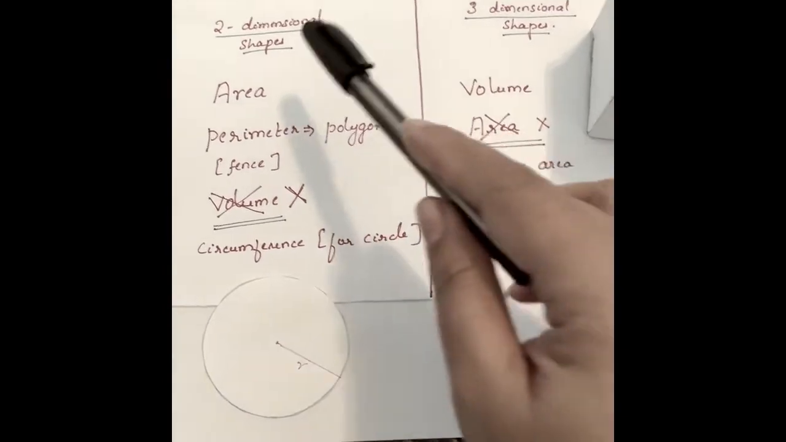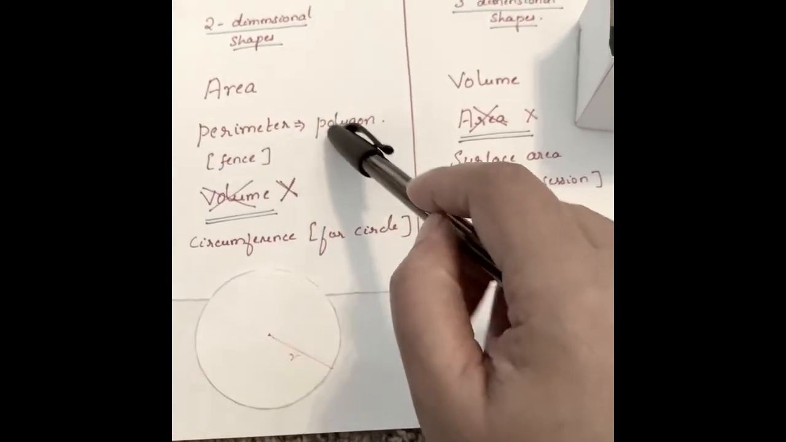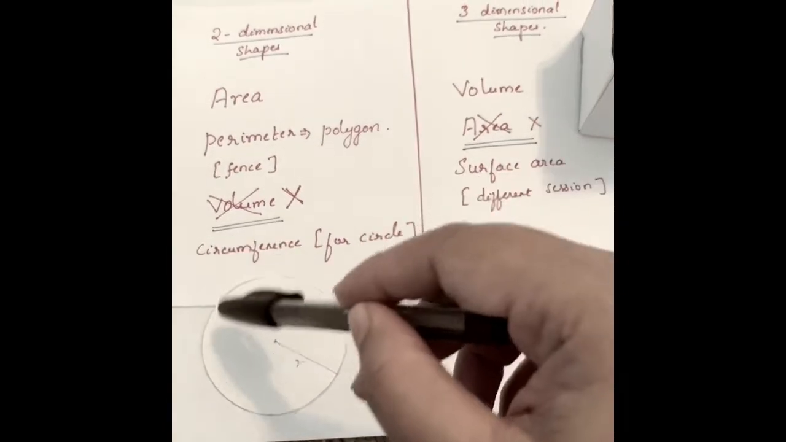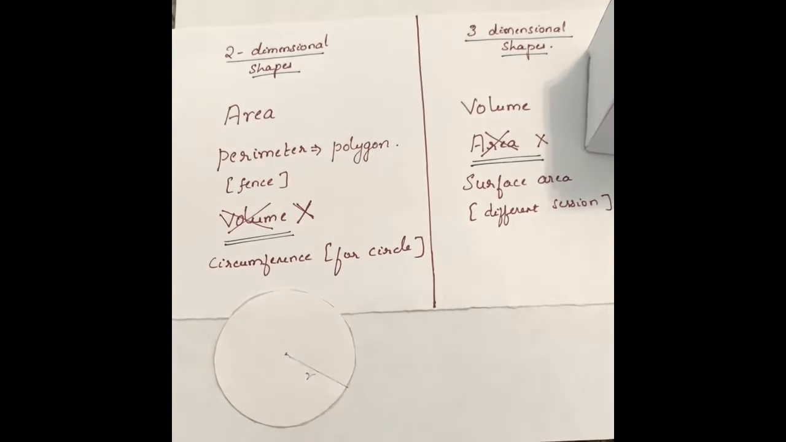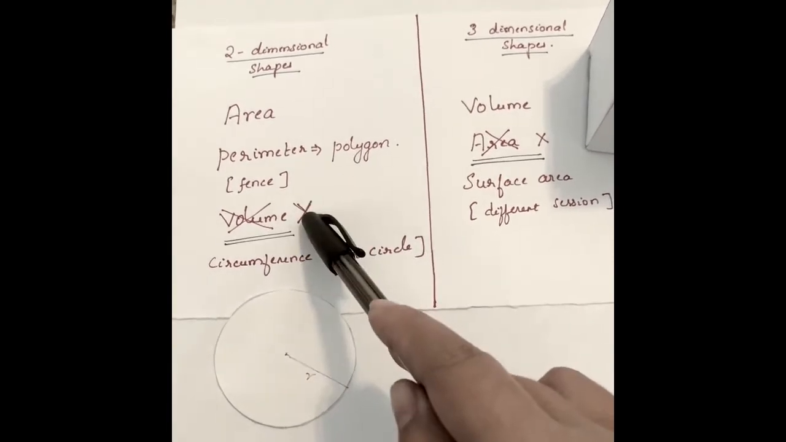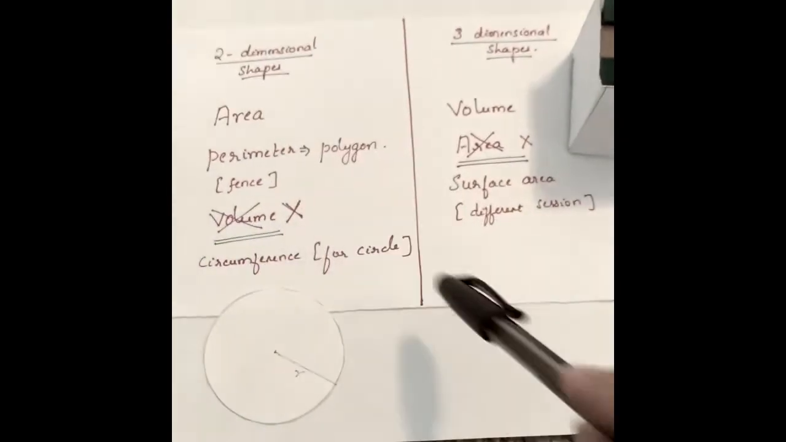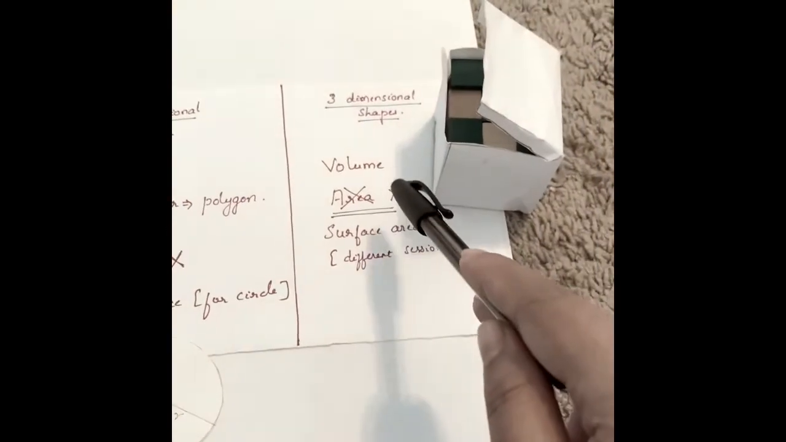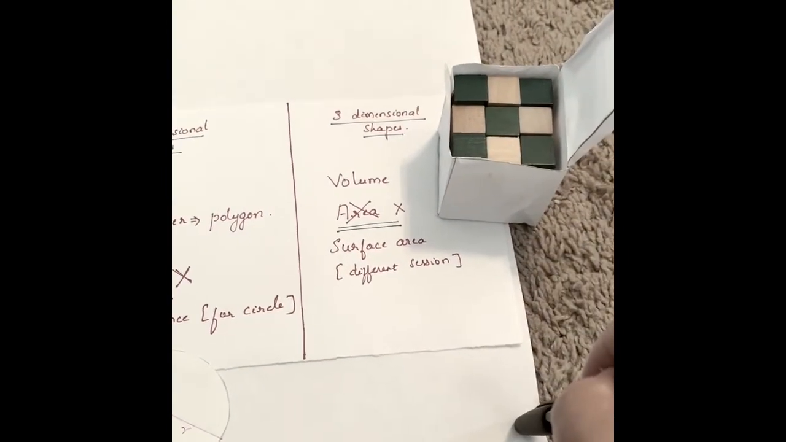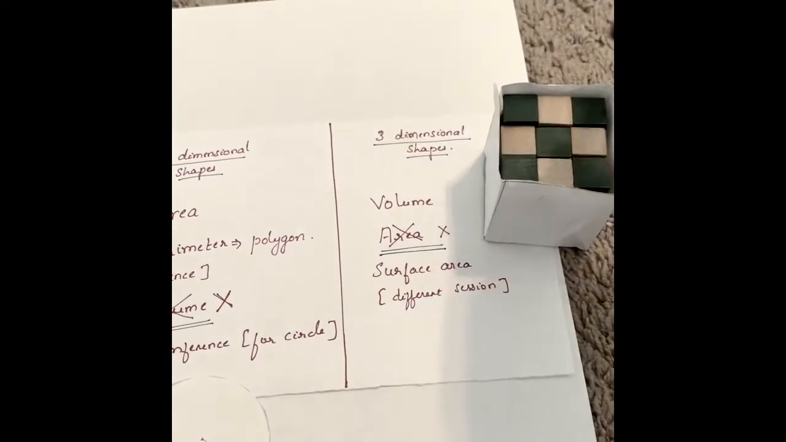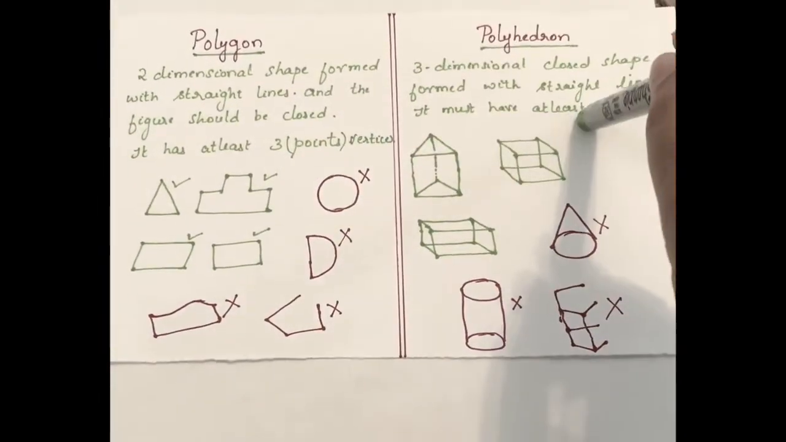Given a two-dimensional shape, we can find the area of that shape or the perimeter, which is a fence around that shape, or if it is a circle, we can find the circumference. But volume cannot be found for two-dimensional shapes. For three-dimensional shapes, we can find the volume and the surface area around the three-dimensional space. Now let's move on to polygon and polyhedron.